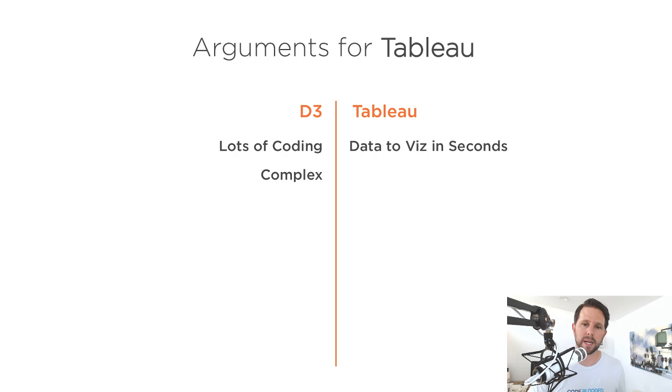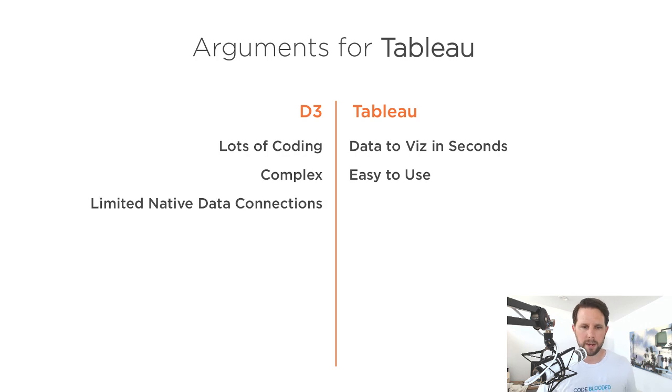D3 is complex. The library is quite large. It's getting bigger, becoming more and more sophisticated in how it's implemented. Whereas Tableau is easy to use. Like I said, if you know how to do a pivot table, you're good. Then we have limited data connections in D3.